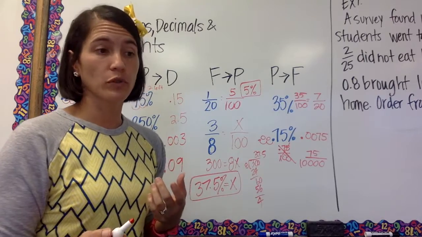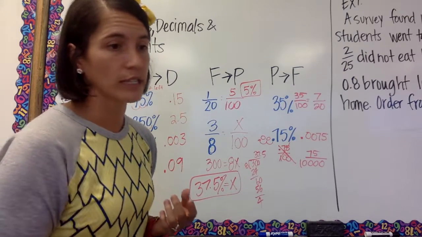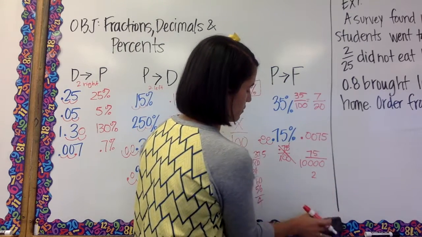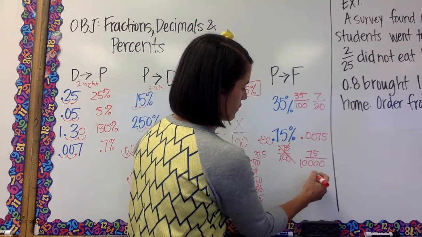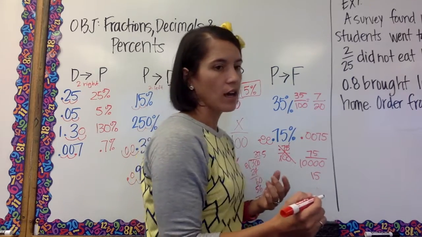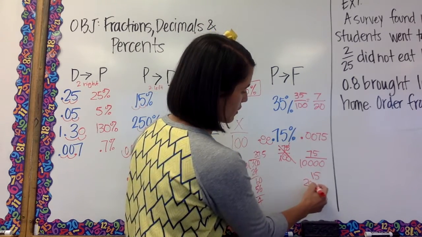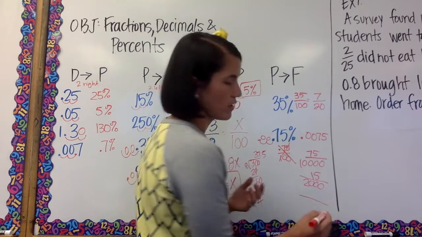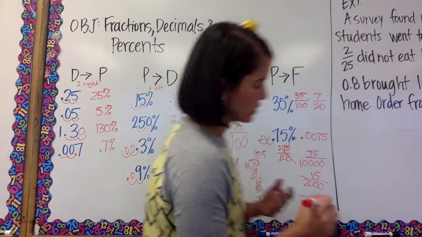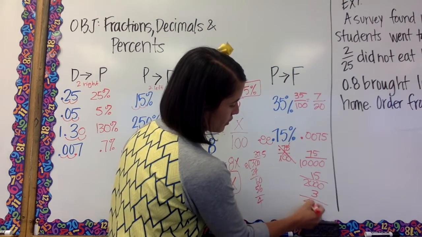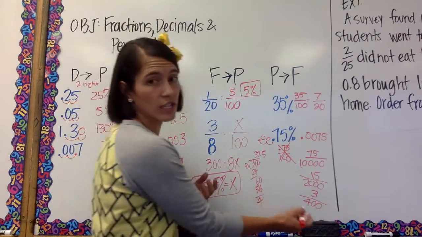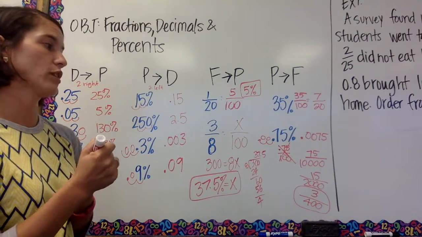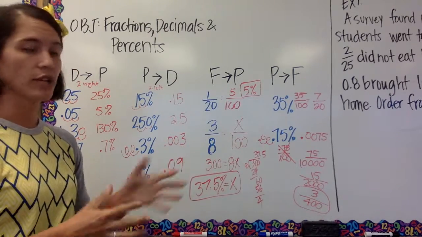And you can reduce by 5, and we would get 15 over 2,000. And then you could reduce that by 5. And then all the way, and your final answer would be 3 over 400. Can you see that? And you can just keep reducing by 5, or you could reduce by 15, and you would get 3 over 400.